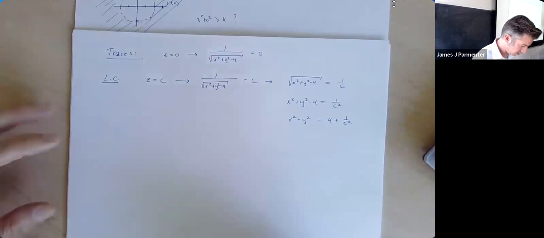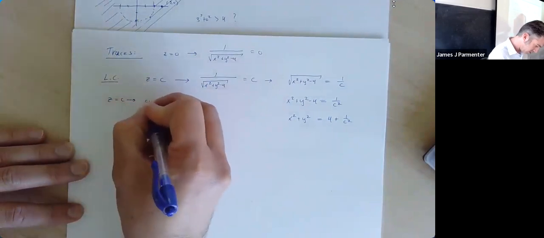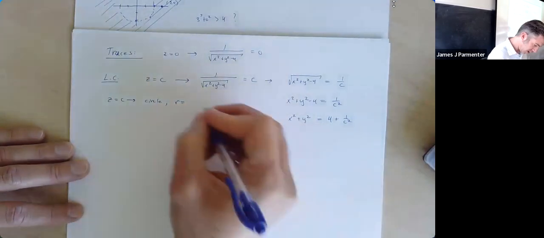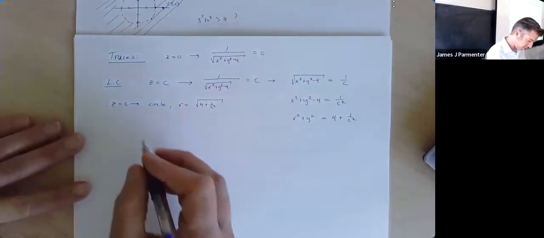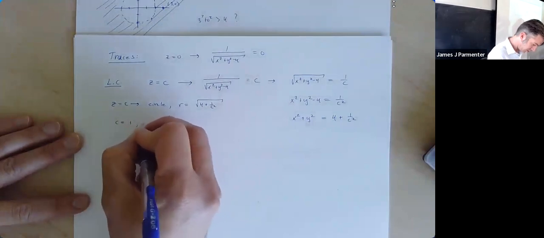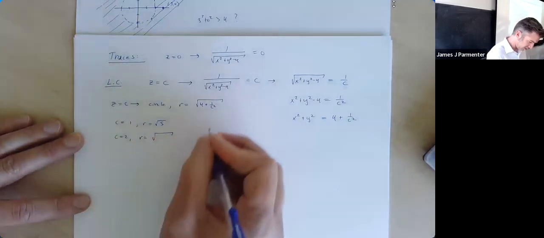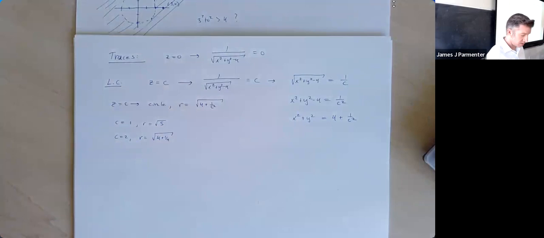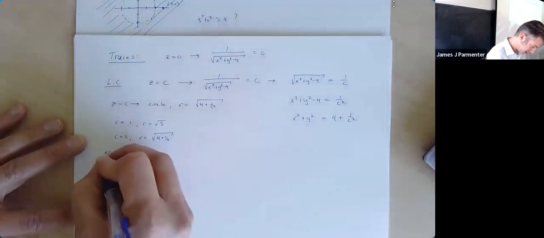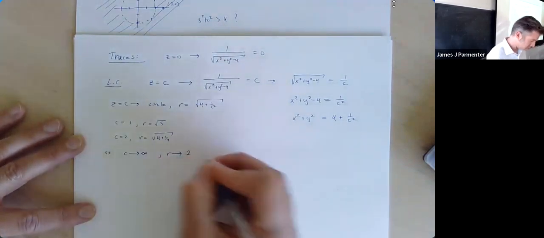So for whatever level curve height you pick, you're going to get a circle centered at the origin with a radius of the square root of 4 plus 1 over c squared. For example, if c equals 1, the radius is going to be the square root of 5. Or if c equals 2, the radius is going to be the square root of 4 plus 1/4. And the larger c gets, the higher up we go, the closer your radius is going to get to 2.